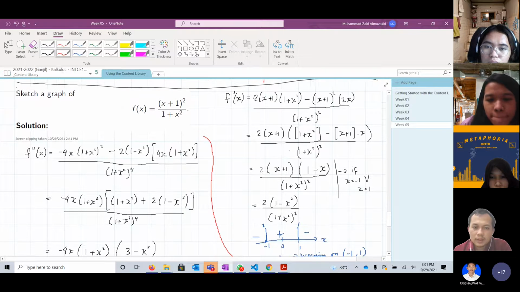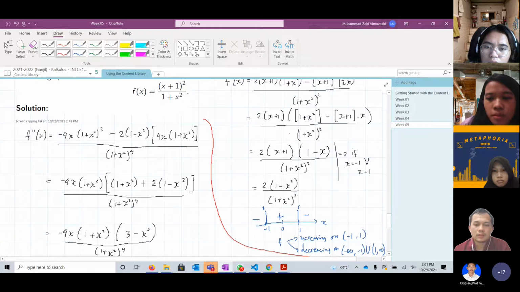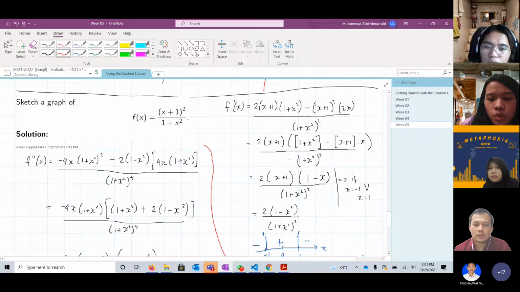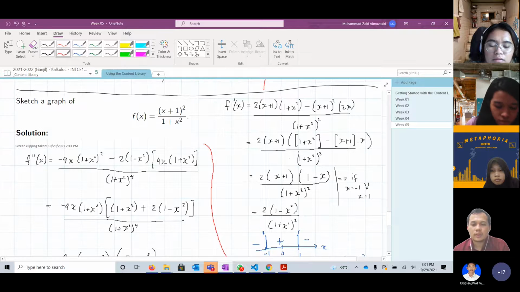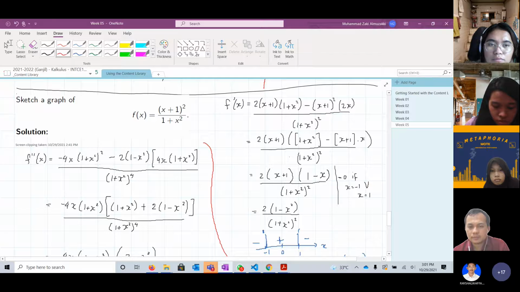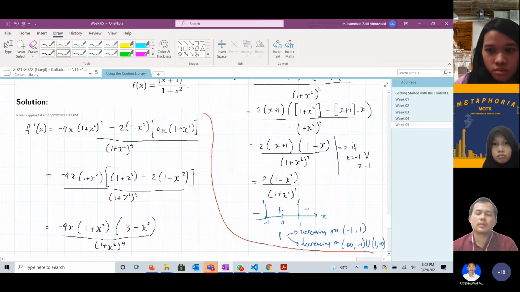I don't know. Yeah. 2x times 1, okay, minus (x plus 1) squared times 2x. Okay, this is correct. So here I collect the 2x plus 1, where we have (1 plus x squared) minus (x plus 1) times x. So here we have 2x plus 1, and then x squared minus x squared is 0, and 1 minus x. This is correct. Up to this point, it should be correct.